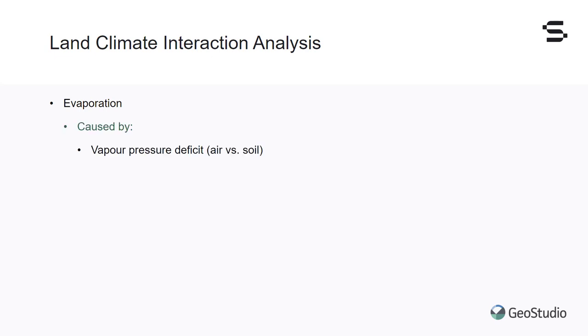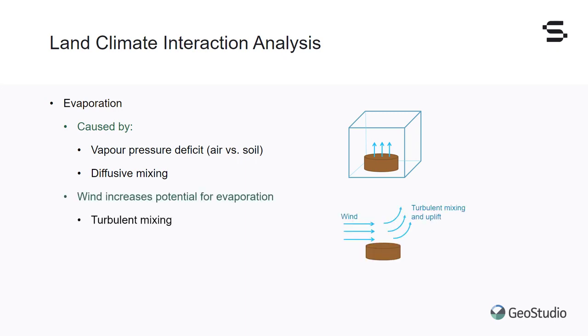Evaporation is caused by the difference in vapor pressure between the air and the soil and diffusive mixing. Picture a pan of soil that has just been placed in a closed box. Vapor pressure in the soil is a function of the soil moisture content and temperature. Due to the moisture content of the soil, it will have a greater vapor pressure than the surrounding air. This vapor pressure gradient drives the movement of mass, or water vapor in this case, from the soil to the air.